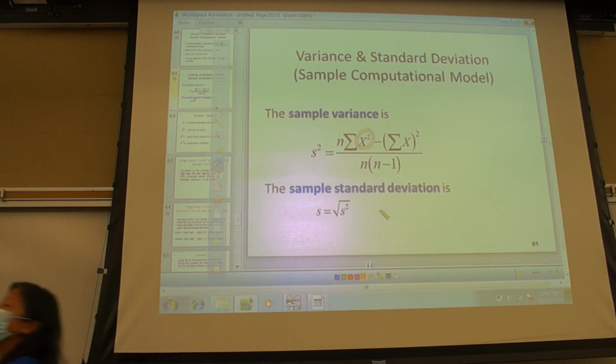This other part, the parentheses, takes precedence over everything. So first, you're going to add up all the x's, and then you're going to take that sum and square it. So this one means first add them up, and then square whatever you get when you add them up.